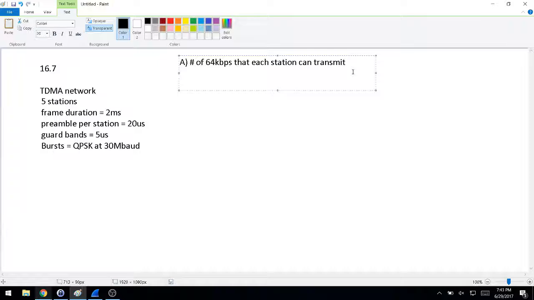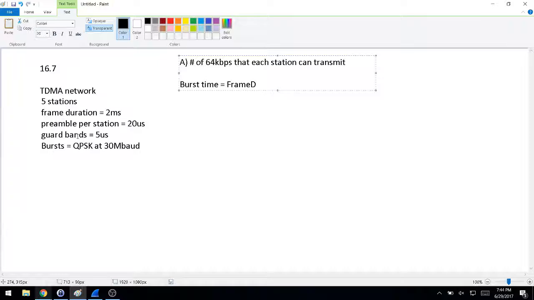and let me see if this formula is listed elsewhere, but basically if we're just trying to take the amount of time that each station can burst, we have burst time is equal to the frame time, or frame duration. But then within that frame duration, I'll shorten that to frame D because that makes it a bit easier. Within that frame duration, we have a preamble and guard bands that are not part of our information.